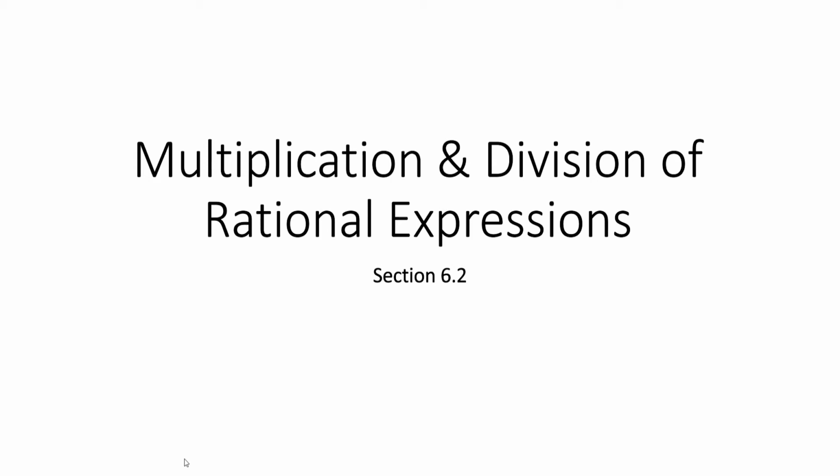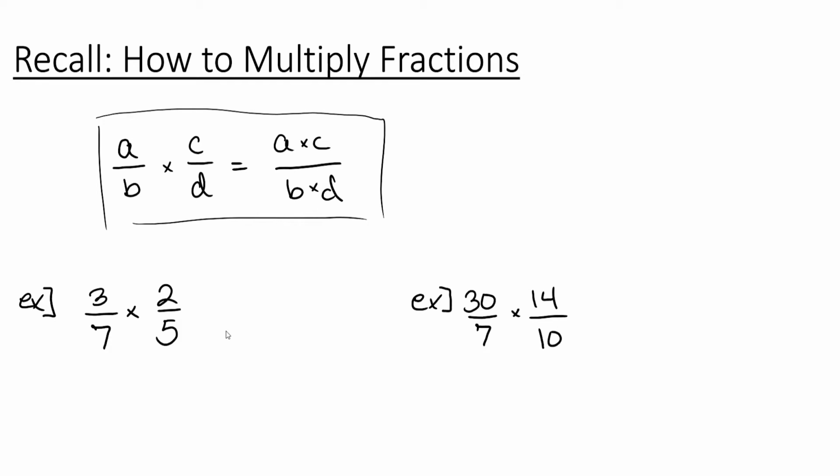In this video, we're going to talk about multiplication and division of rational expressions. First, we'll talk about how to multiply fractions of integers before we talk about how to multiply rational expressions. Remember, with fractions, you multiply numerator by numerator and denominator by denominator, and then if there are any common factors, you're able to reduce. If we wanted to multiply 3/7 by 2/5, we would multiply 3 by 2, 7 by 5, and end up with 6/35.